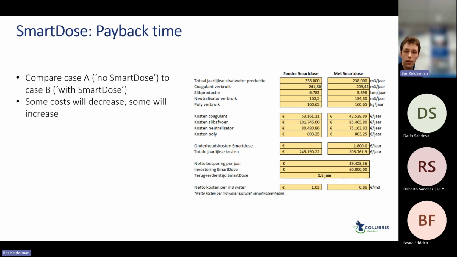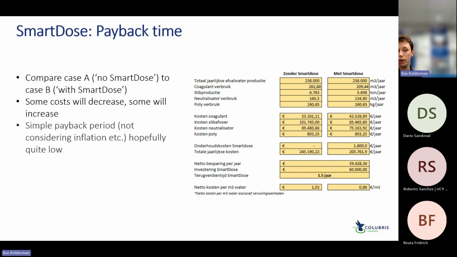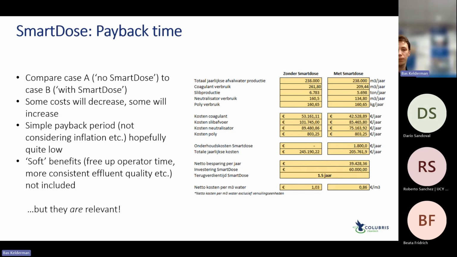Suppose not. So yeah, some of the costs will decrease, some will increase, and hopefully at the end of the time, you'll have some amount of savings. So we get the simple payback period from that. Not really considering inflation or interest or anything like that, but hopefully the simple payback period will be within the order of 1 or 2 years. If it comes out to being something like 6 years, then it's probably not the most interesting case in the first place. But this is an Excel sheet that helps you figure that out a little bit easier.